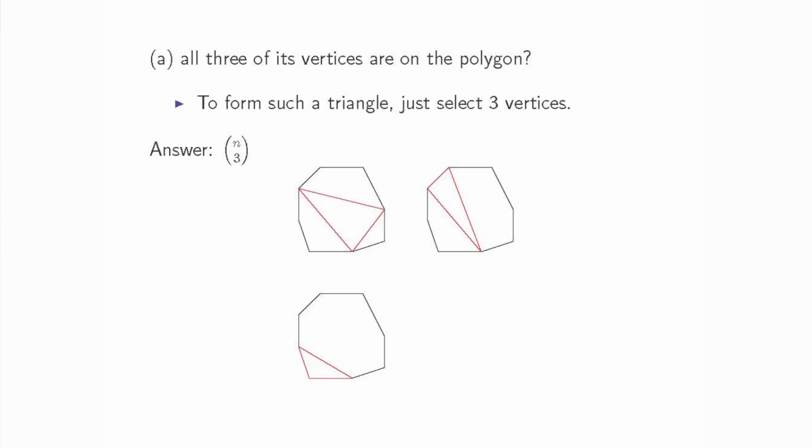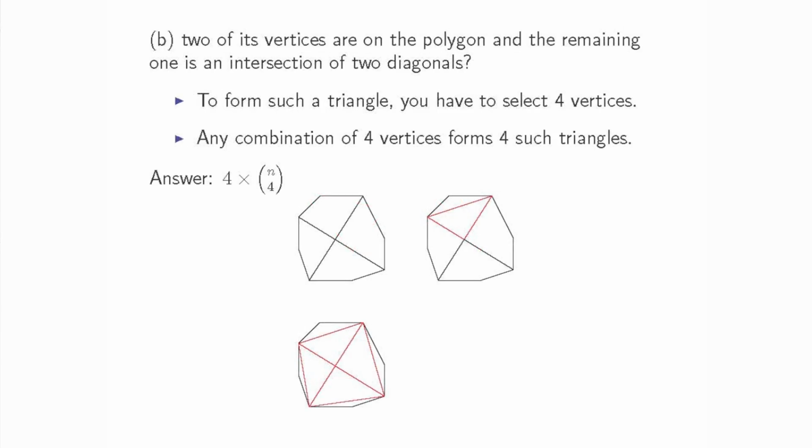It covers all the possible ways the 3 sides are formed. There might be cases where the 3 sides are all diagonals, or one of them is a side of the polygon, or 2 of them are sides of the polygon. They are all counted here. So we just have to choose 3 vertices, and we have n choose 3 such triangles.